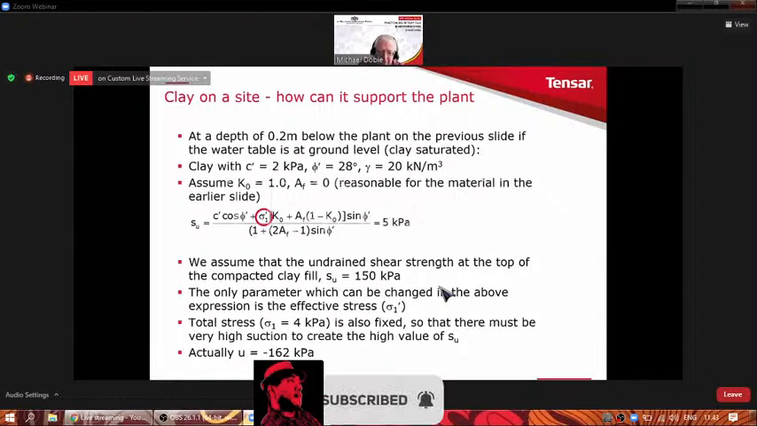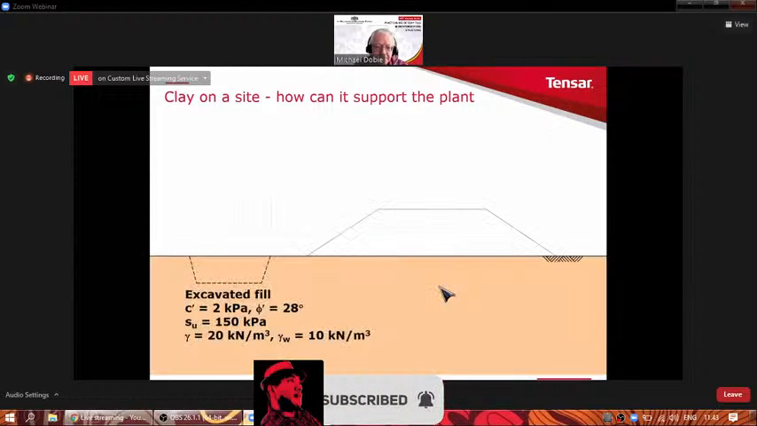In other words, it's a very high suction. And that's what's going to be present in that clay. And that's the reason why that clay can hold up that very heavy machine, because of this high suction. It's also the reason why the potter can make his pots. So if we try and imagine what's going on at that site.